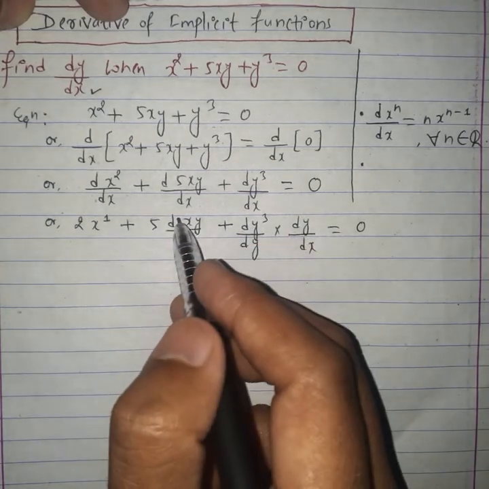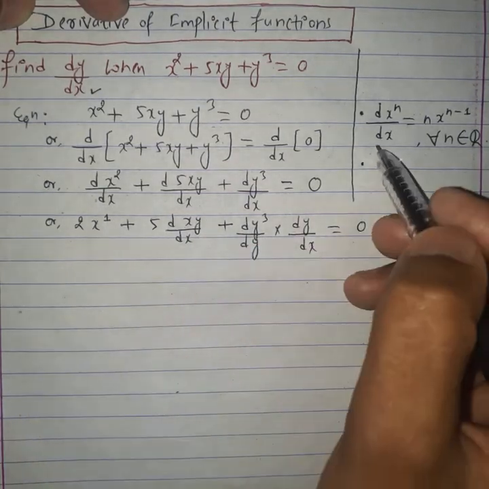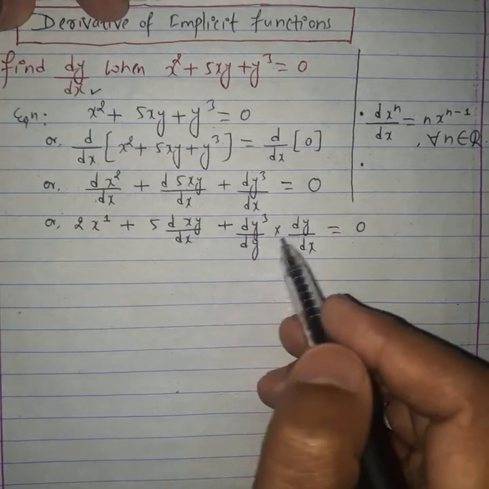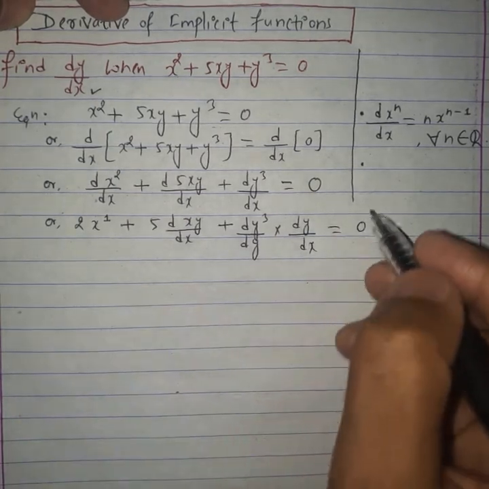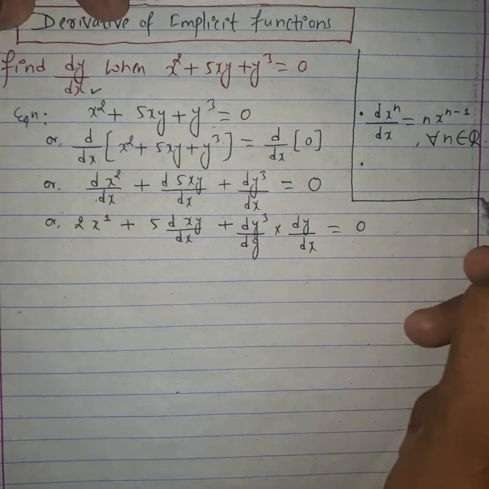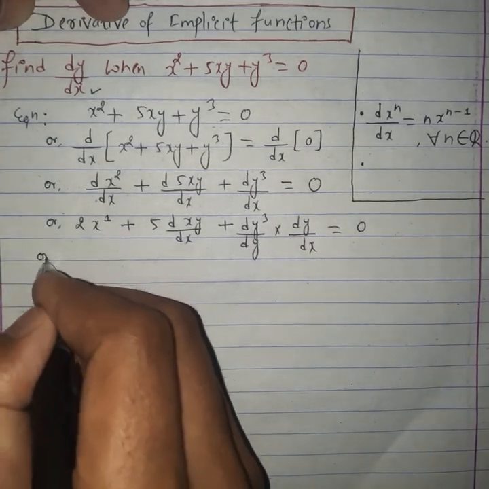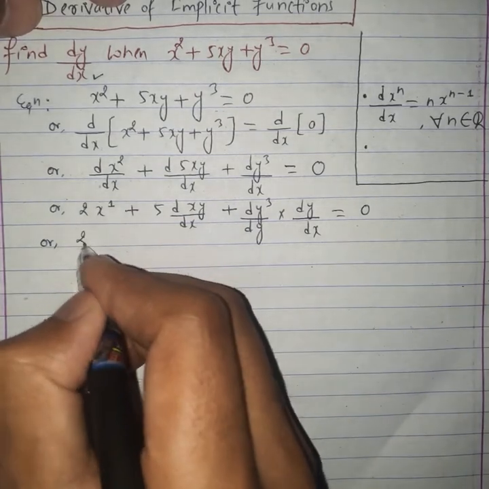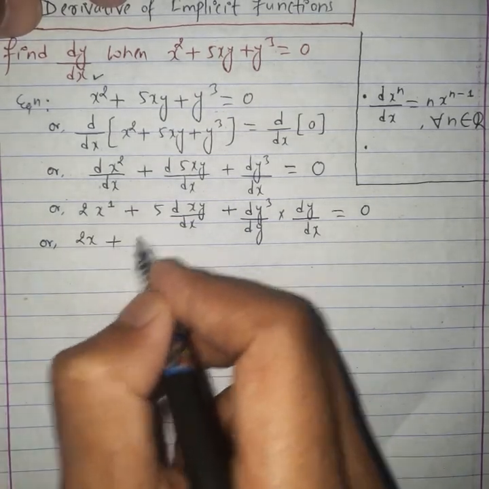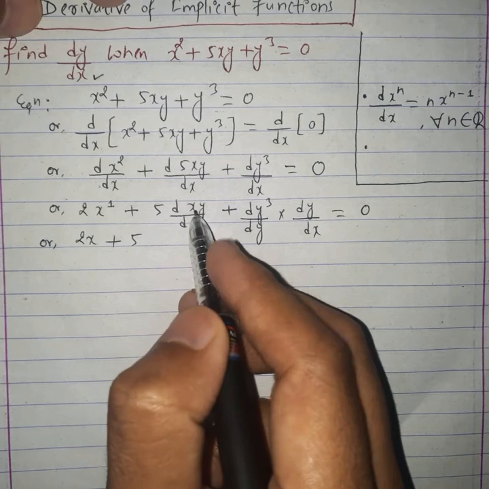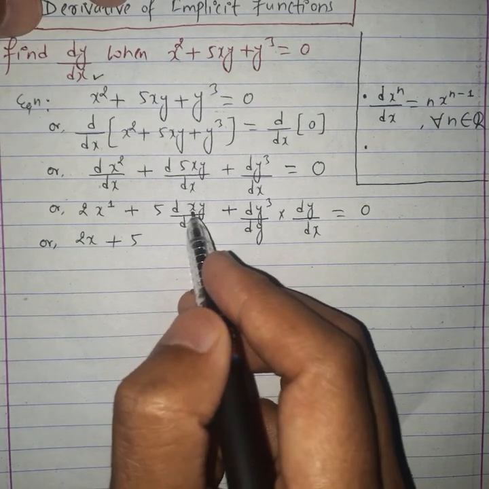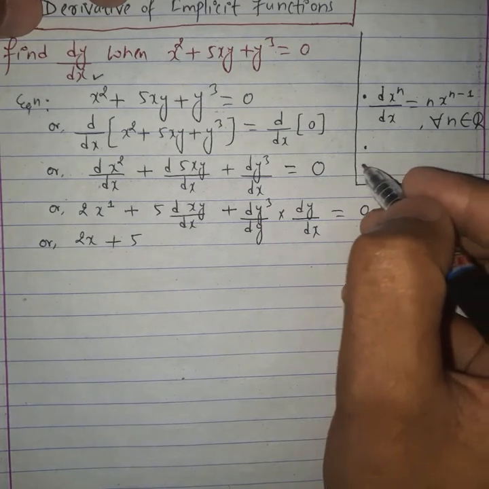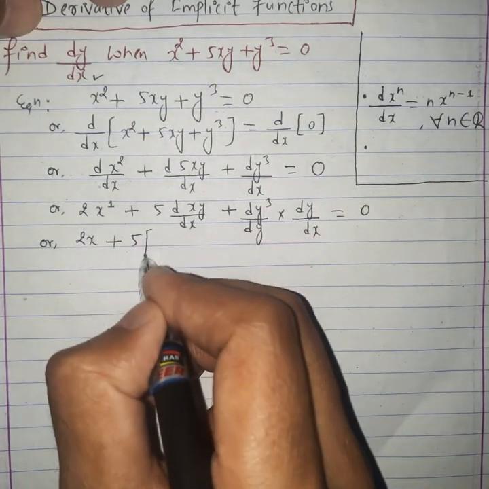Here we use somewhere this formula, somewhere the coefficient rule, and somewhere the chain rule. This is the chain rule. This can be further simplified, so let's simplify this equation. This is just 2x plus 5 times, here the two variables x and y are multiplied together, so we can use the product rule. Let me write the product rule here.